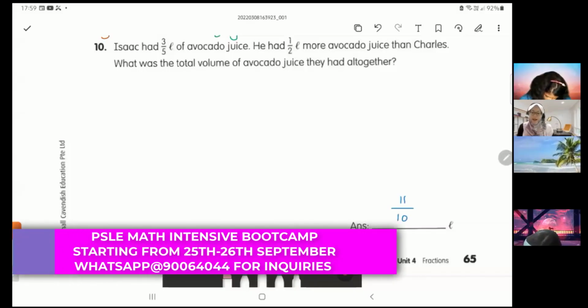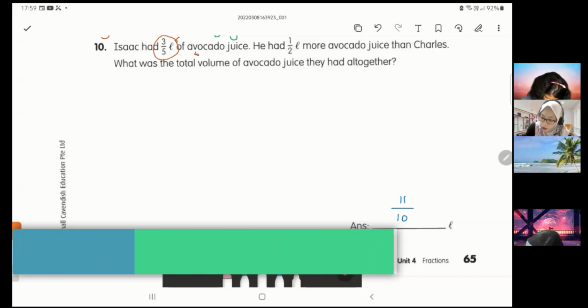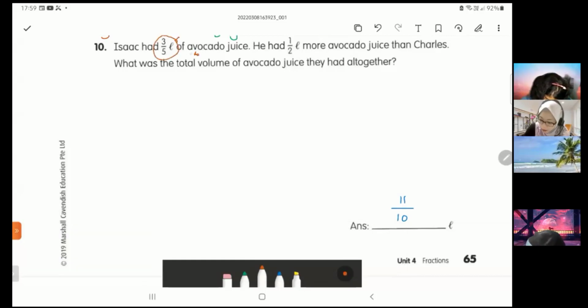Okay, Isaac had 3/5 liters of avocado juice. He had half more avocado juice than Charles. I'm comparing Isaac and Charles' amount of juice, not comparing the different types of juice, okay? The amount of avocado juice. What was the total volume of avocado juice they had all together?